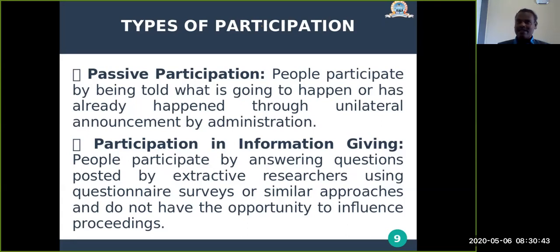The community is considered as information givers. They are not allowed to ask questions about the surveys. Orders just come from the Ministry of Health, and the responsibility of the community is to answer the questions. So you are giving information about what is coming from the Ministry of Health, and you are asking them to answer. So there is a slight difference between passive participation and participation in information giving. In passive participation, you just consider them as beneficiaries. Here, you just consider them as respondents. That's all.